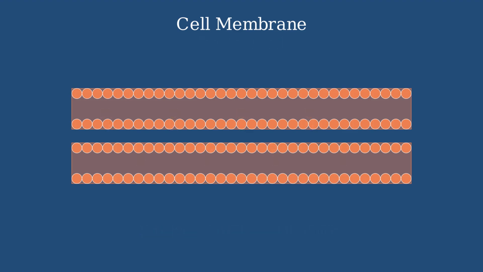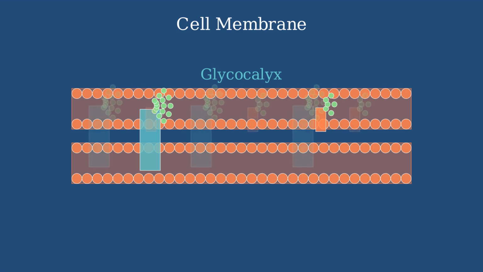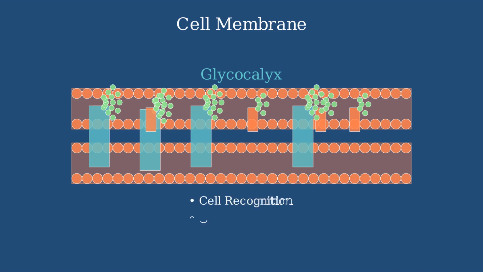Next, let's examine glycoproteins and glycolipids, which are essential for cell recognition and protection. Glycoproteins are membrane proteins with attached carbohydrate chains, while glycolipids are lipids with attached carbohydrates. Together, these carbohydrate-containing molecules form the glycocalyx, a protective sugar coat on the cell surface. The glycocalyx plays crucial roles in cell recognition, cell-to-cell adhesion, and protection against mechanical and chemical damage.